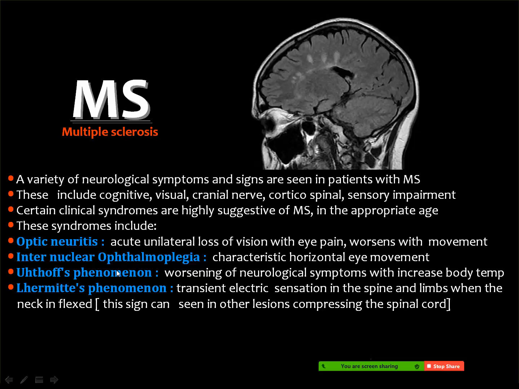These are some of the syndromes that can help you to spot the diagnosis of MS beside the characteristic appearances on MRI. Number one, the presence of optic neuritis. This is usually acute unilateral loss of vision with eye pain, which is worse by movement. Number two is internuclear ophthalmoplegia with characteristic horizontal eye movement.